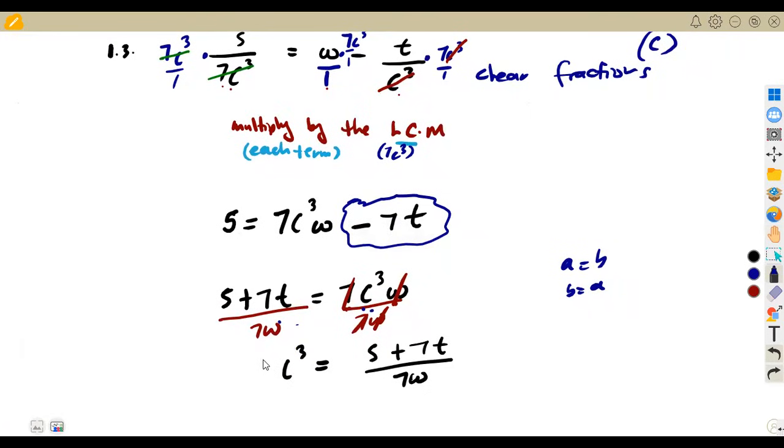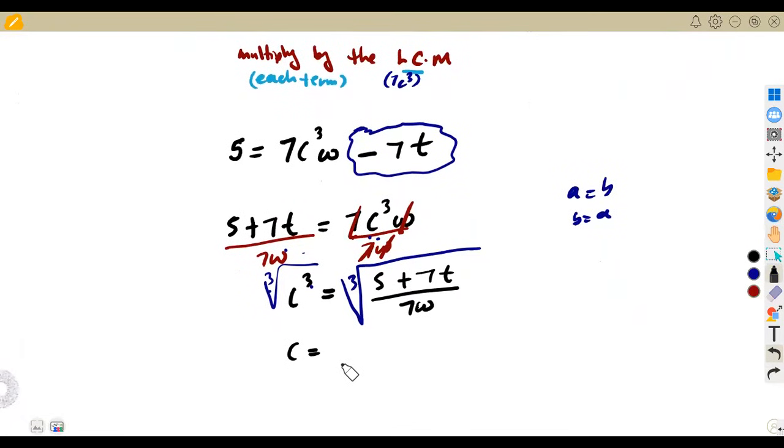The opposite of the exponent of 3 is the cube root. So this one is going to be the cube root also, so that this cancels. So C is going to be the cube root of this whole part that we see here. So our C is going to be equal to the cube root of (5 plus 7t) over 7 omega, everything affected by this cube root.